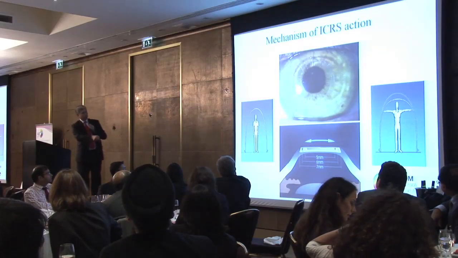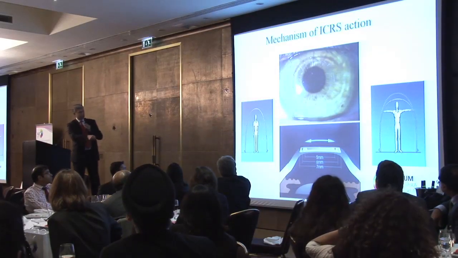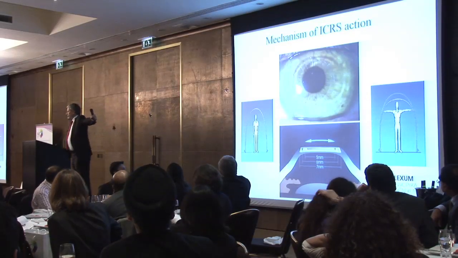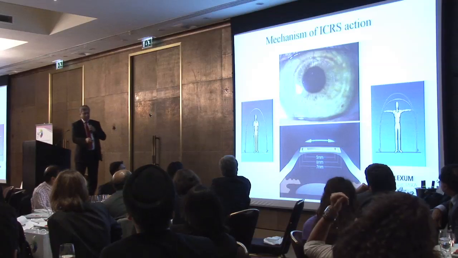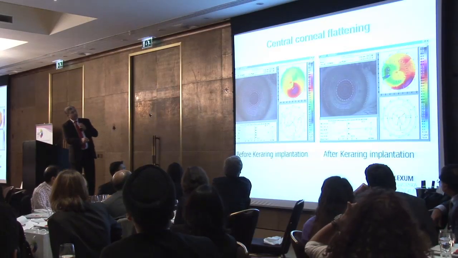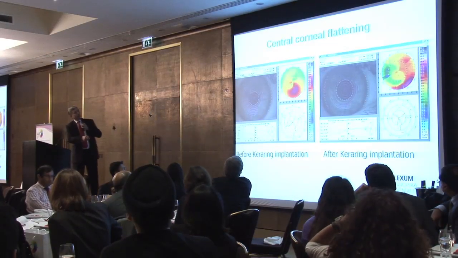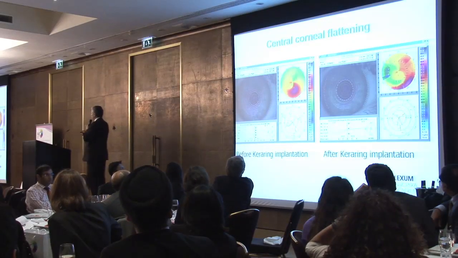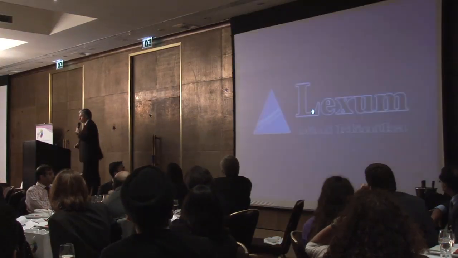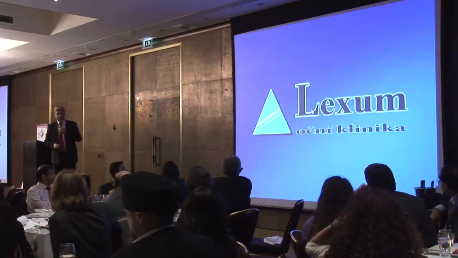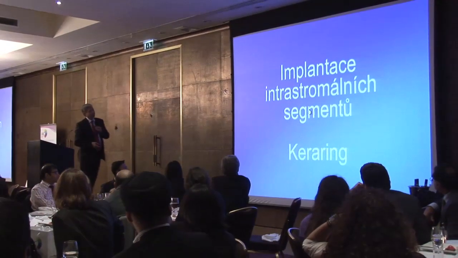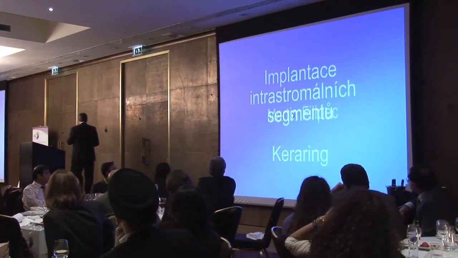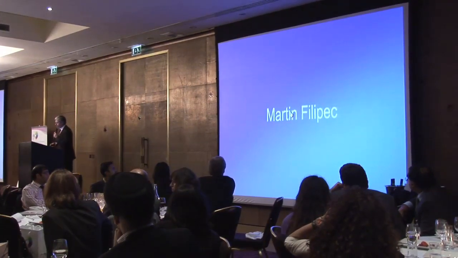You see, when you have such a cone, this is the cornea, and if you do this, it becomes flattened. So this is what we do in keratoconus. And you see here in topography, this is before the treatment, this is after treatment. So the cornea becomes flatter. Now another movie. This is how we do the implantation of intrastromal rings to flatten the cornea.